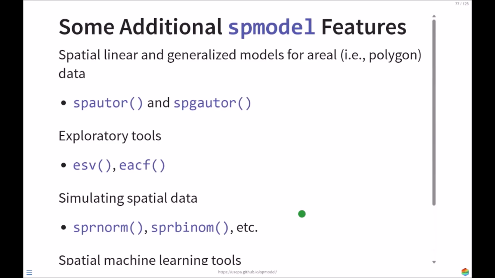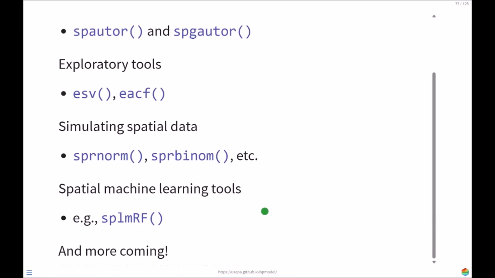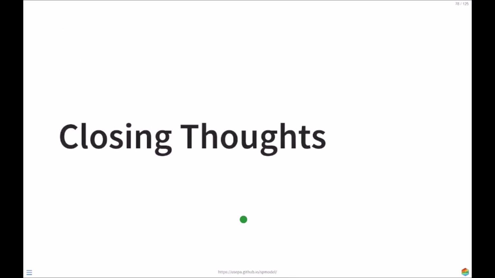Spatial linear and generalized linear models for areal data are specified with the spautor and spgautor functions. These are sometimes called autoregressive models, so that's where the autor comes from. There's lots of exploratory tools for fitting empirical semivariograms and empirical autocorrelation functions, esv and eacf. There's functions for simulating spatial data. These put the sp prefix on the base R implementations, so sprnorm, sprbinom, for example. And then there's some spatial machine learning tools, splmRF, for example, for a spatial take on random forests. And then there's a lot more stuff coming that we have planned.